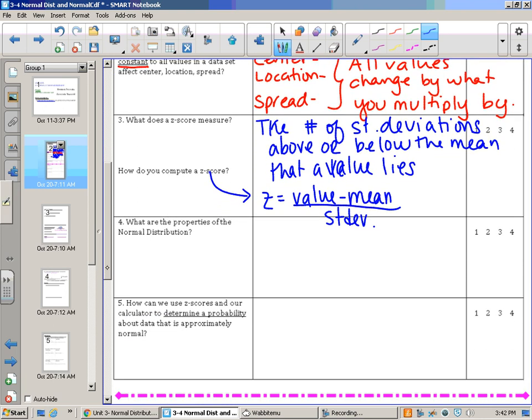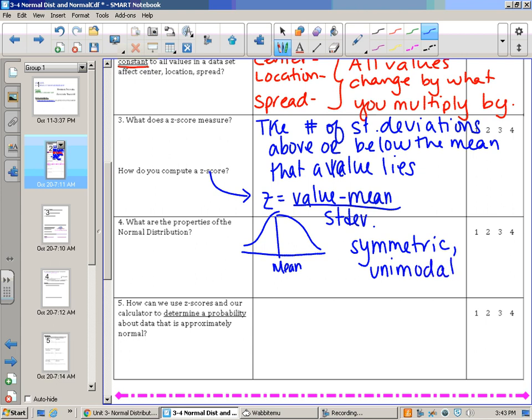Okay, what are the properties of the normal distribution? You should say, okay, it's symmetric, the center is the mean, and furthermore, it's unimodal, and it's bell-shaped. So it's not just symmetric, it's also unimodal.